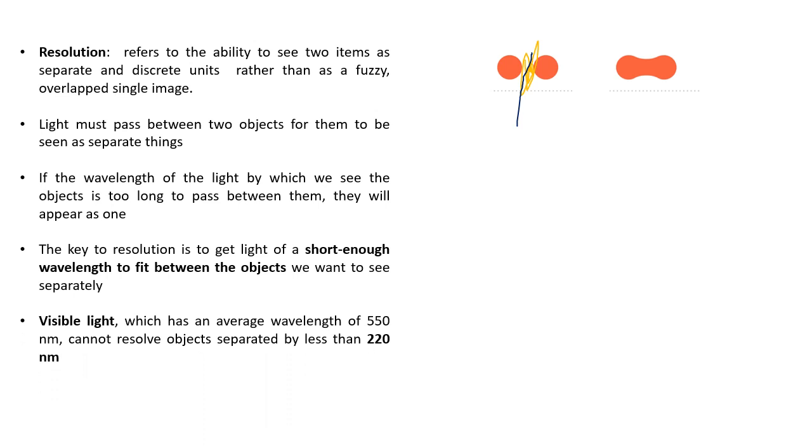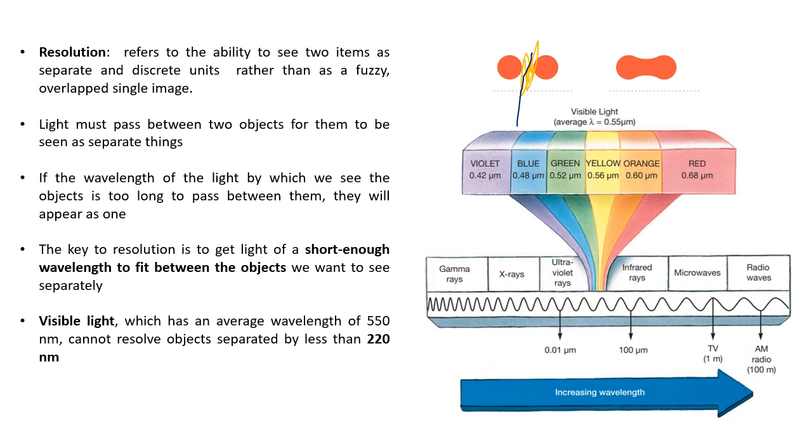And the average wavelength of visible light is 550 nanometer, and the maximum resolution with this light is 220 nanometer. Okay, and this is the VIBGYOR. I think you all are aware of the VIBGYOR, that is visible light with average wavelength of 0.55 micrometer or 550 nanometer, and this is from violet to red.